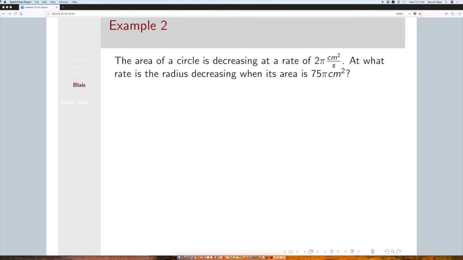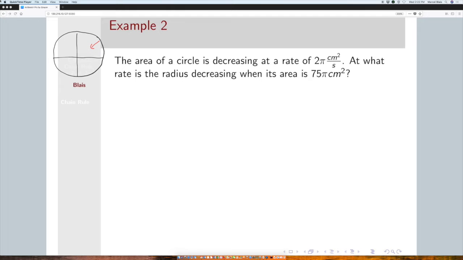So the idea here is that you have a circle and it's shrinking. And we're told that the rate at which the area is decreasing is this constant. But the question is, as it's shrinking, when it gets to the point, the instant when it's exactly 75 pi square centimeters in area, at what rate is the radius decreasing at that moment?